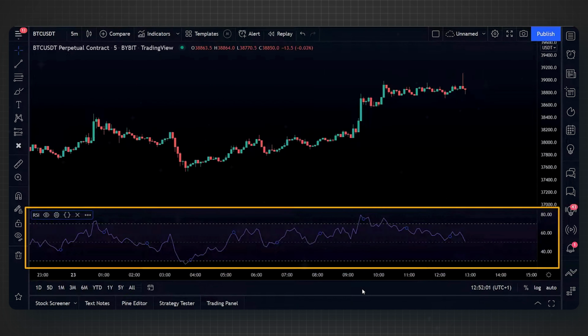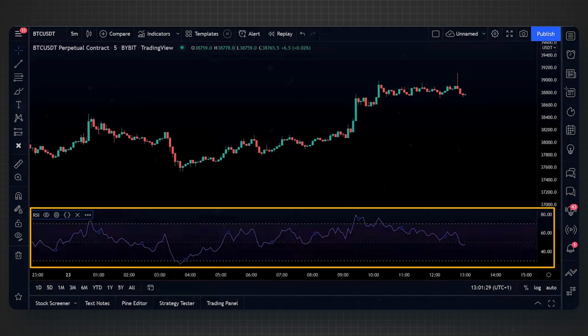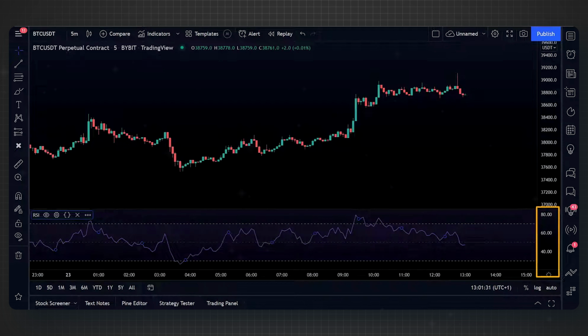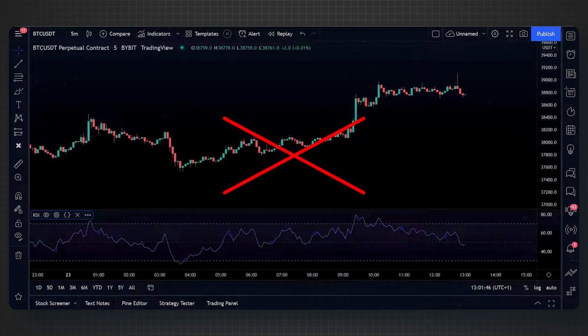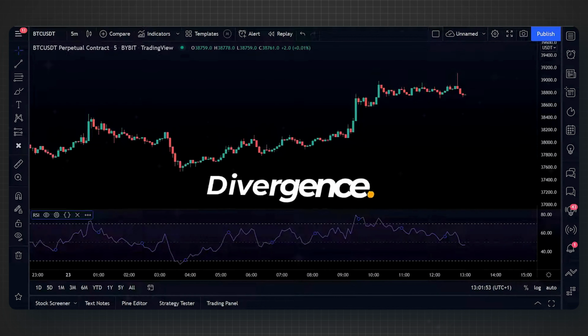The RSI line moves between 0 and 100. The standard RSI expectation is that when the RSI line crosses the 70 level, price will fall again. When the line drops below the 30 level, price will rise again. However, this is often not the case at all. We will have to look deeper into the RSI to understand what it is telling us before we open a position. Therefore, we will be looking for a divergence.